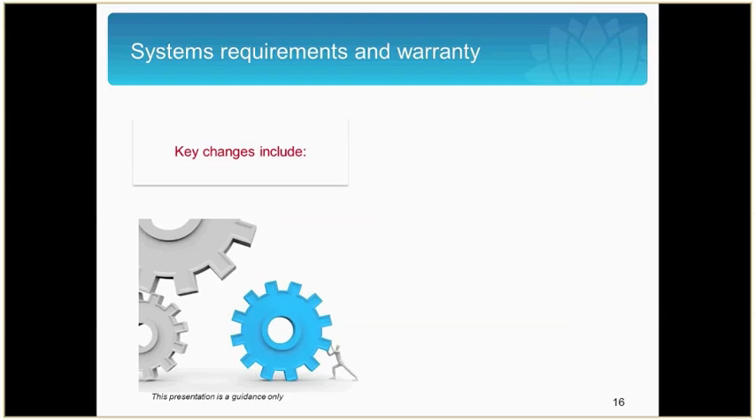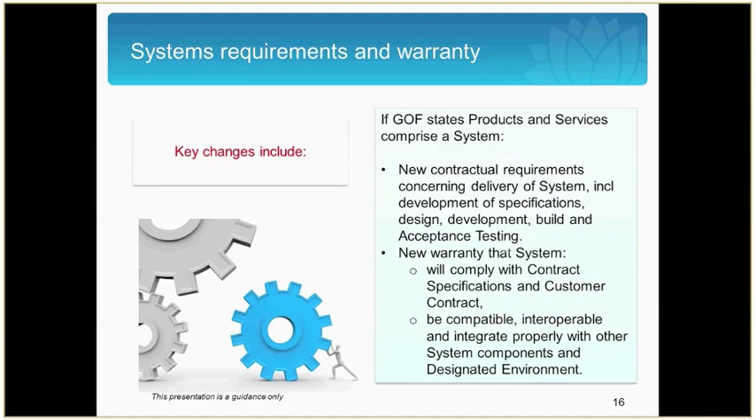In relation to system requirements and warranty, if the general order form states products and services comprise a system, there are new contractual requirements concerning delivery of system, including development of specifications, design, development, build, and acceptance testing. There is a new warranty that a system will comply with the contract specifications and customer contract and be compatible and integrate properly with other system components and designated environment.